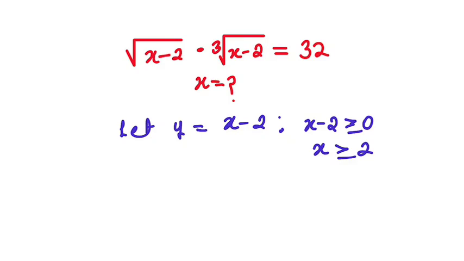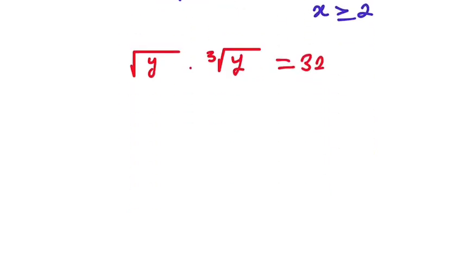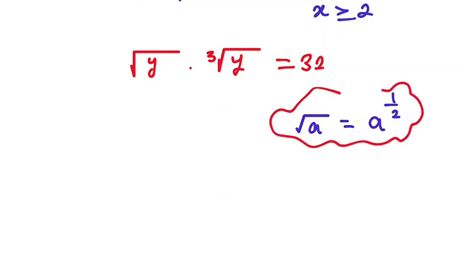So now we have what? We have the square root of y multiplied by the cube root of y, then equals 32. Alright, so from there, you know that when you have the square root of a, this will be a to the power of 1 over 2. You remember? That is from the law of indices. So you use that now, y to the power of 1 over 2 multiplied by y to the power of 1 over 3, the same thing, then equals what?